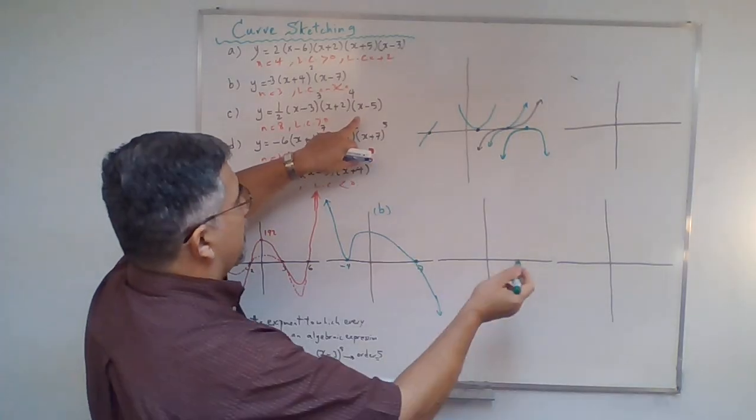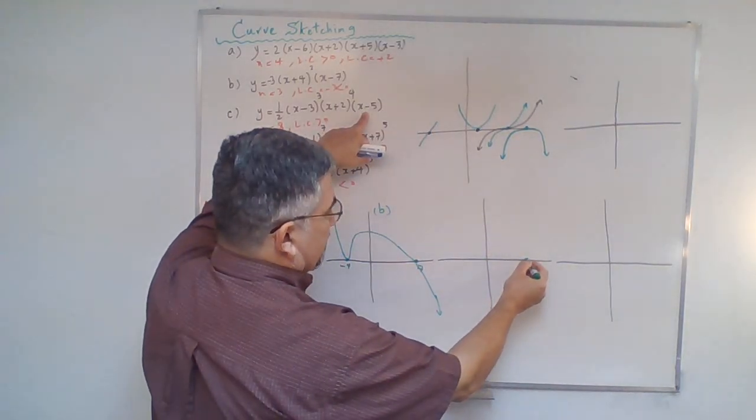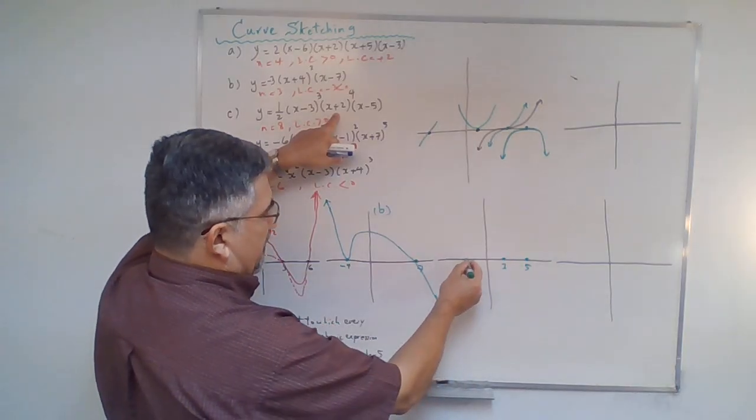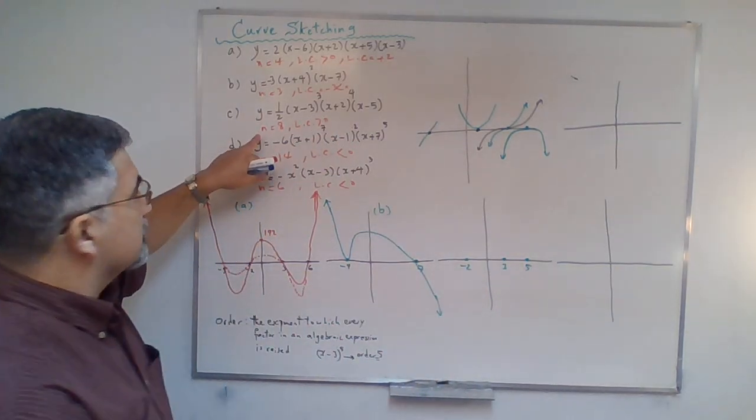First I plot the x-intercepts. So we have a 5 here, we have a 3, of course, and then we have a -2, and this is 8th degree.